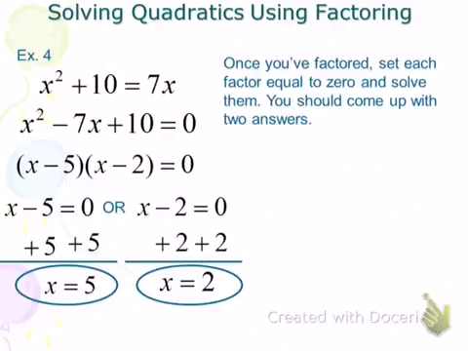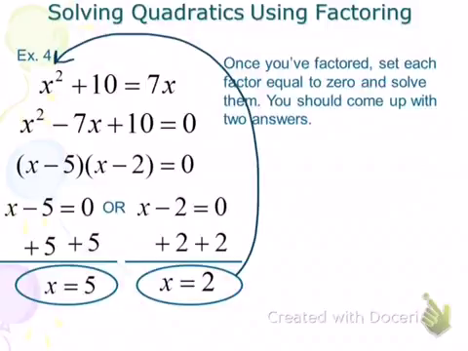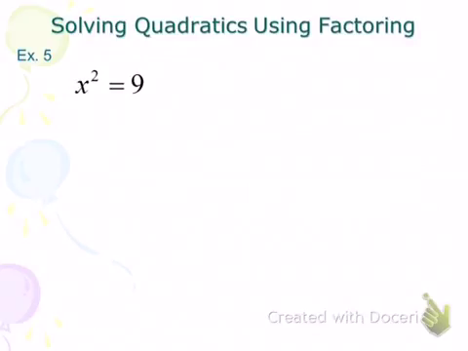Pretty easy to check these if you want to. You can plug this back into the original equation. What's 2 squared? 4. 4 plus 10 is 14, which is 7 times 2, right? So that one works. And 5 squared is 25. 25 plus 10 is 35. 7 times 5 is 35. So you can check your answers and make sure that they work. You can do that without going through the formal thing.